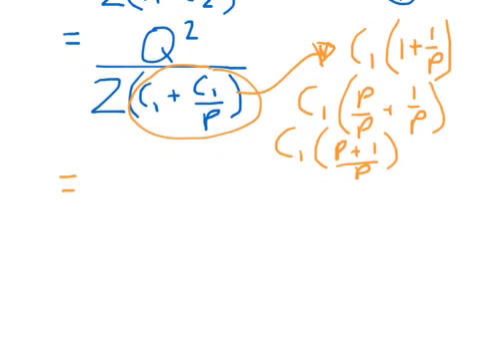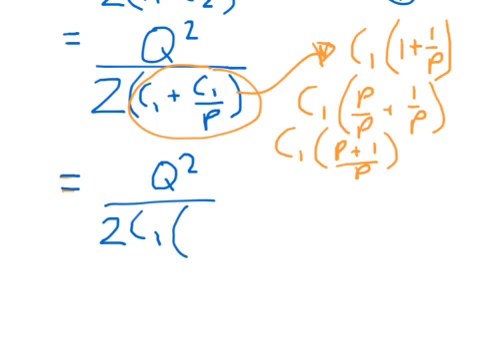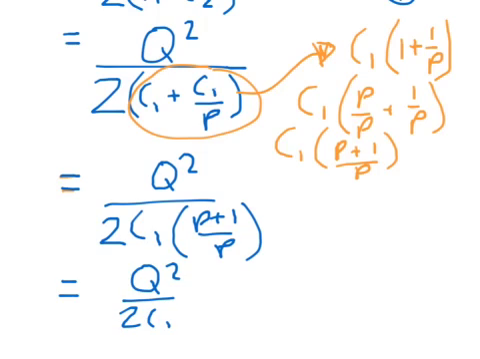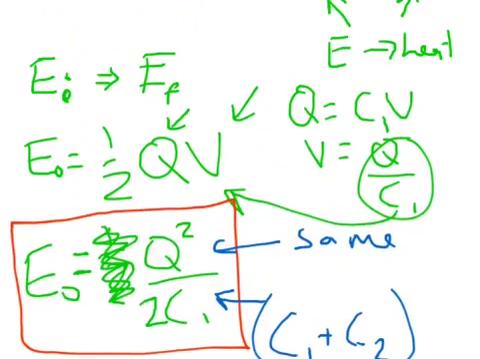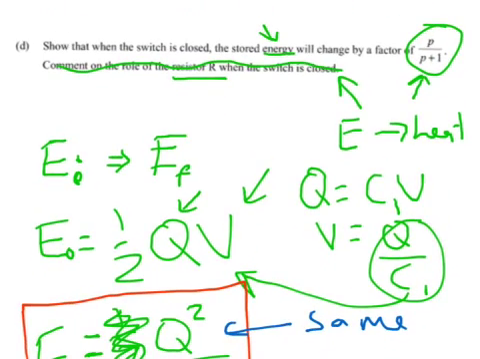Going back to my blue, we have Q squared over 2C1, and then we've got this (P plus 1) over P in here. Remember, if you divide by a fraction, it's the same as multiplying by the inverse. So this gives us Q squared over 2C1 times P over P plus 1. And that is kind of cool, because that's exactly what we were aiming for. This is the final energy, remember. Final energy changes by a factor of P over P plus 1.